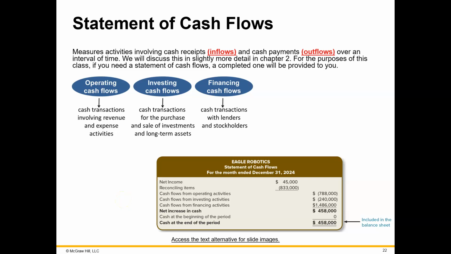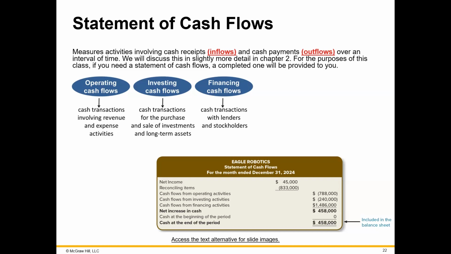All right, so this last financial statement that we're really going to talk about in this class is the statement of cash flows. We're not going to go into any great depth about it right now. We'll talk about it a little more in Chapter 2. We'll get a little more detailed about it. And then in Chapter 11, you'll get into much greater detail about the statement of cash flows.